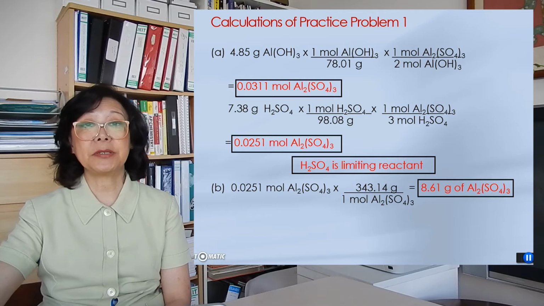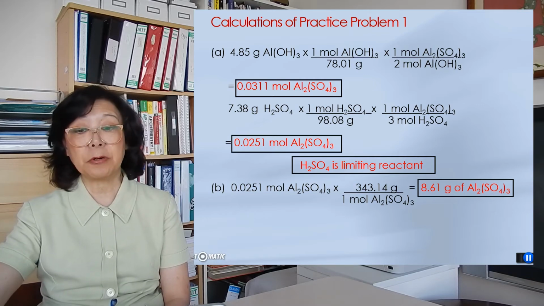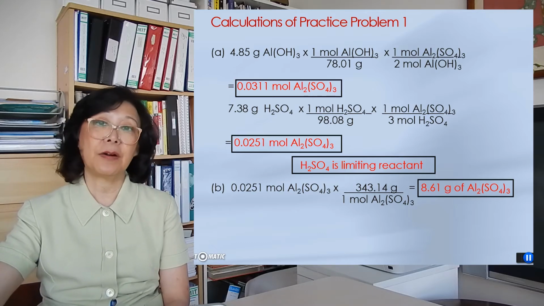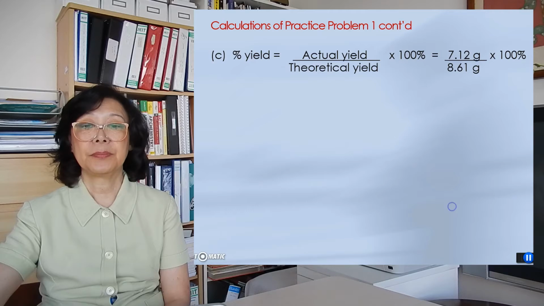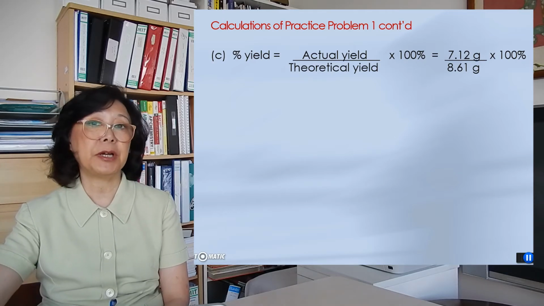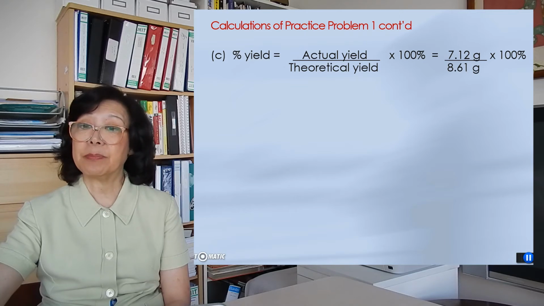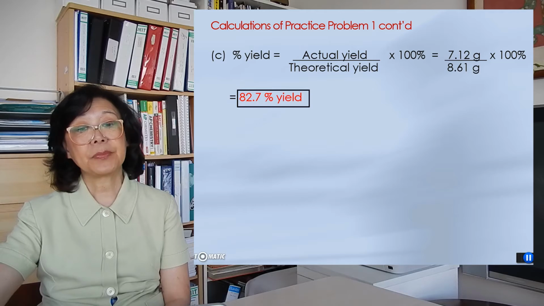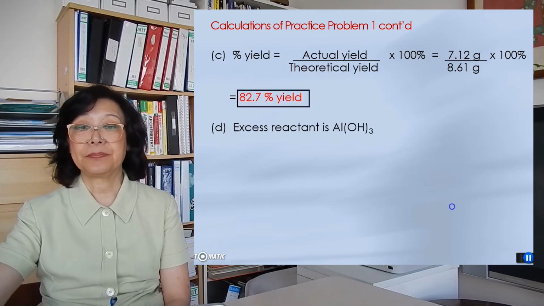So taking the 0.0251 moles of the product, aluminum sulfate, multiplied by the molar mass, we now have 8.61 grams of theoretical yield of the product. Then when we calculate the percent yield, we take the 7.12 grams that we collect by doing the experiment over the theoretical yield, and we have 82% yield.